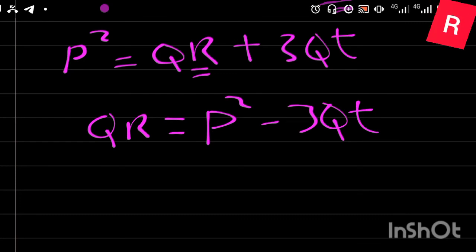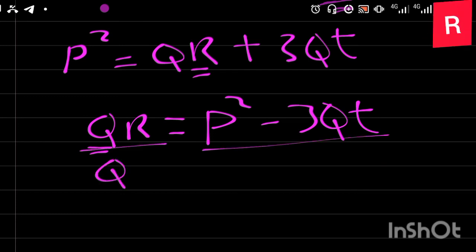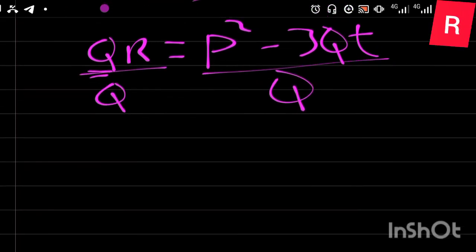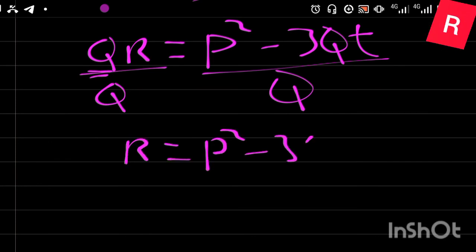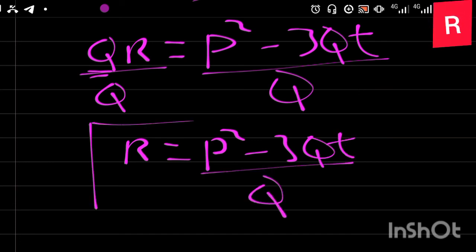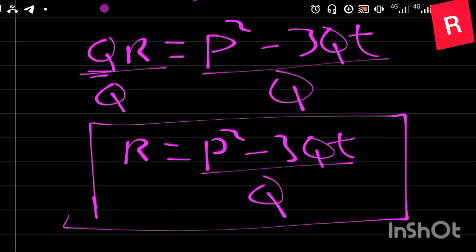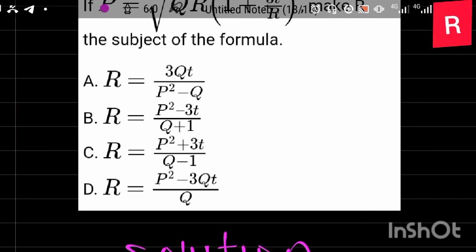At this particular stage, we want only R alone, but we have R attached to Q. So I will eliminate Q. So it's going to be divide both sides by Q. Therefore, R is equal to P square minus 3QT all over Q. This is our answer. Let's check the options and see what is equal to our answer. P square minus 3QT over Q. Option D is the right answer.